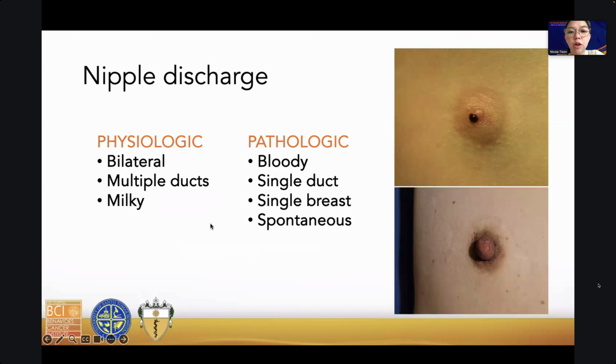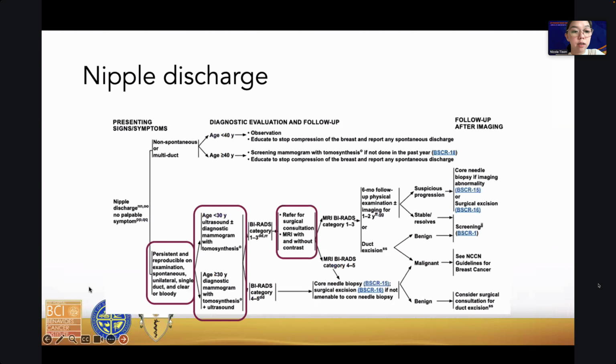Next will be nipple discharge. So very important to be able to differentiate physiologic and pathologic nipple discharge. So physiologic is usually bilateral, involves multiple ducts, and may be milky, while pathologic discharge is usually bloody or serous, such as these images. They're usually uniductal, meaning like these, they come from one duct, unilateral, and spontaneous. So a lot of times these patients will claim that they just noticed stains of blood or fluid on their bra or on their shirt.